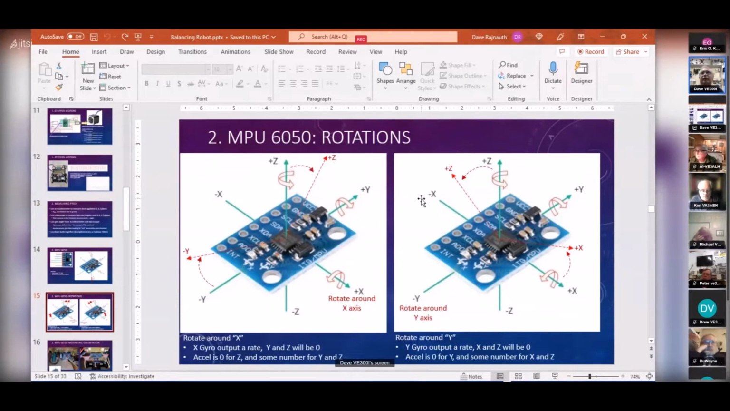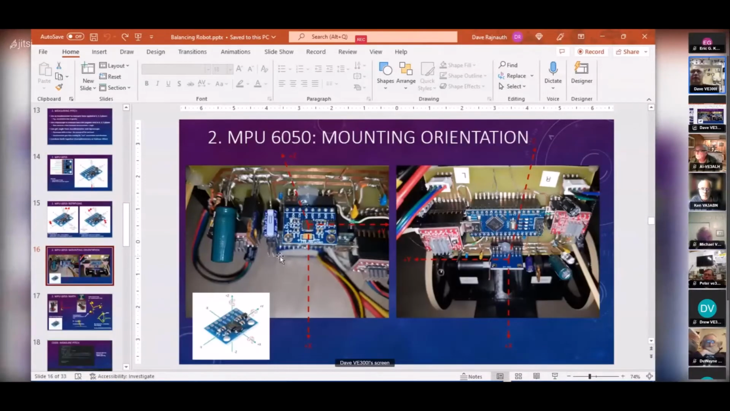Same thing if I measure a rotation around the y-axis: my z-axis, sorry, will come over here, and my x-axis comes up here. And as well, the gyro in this case will give the roll rate around the x-axis, and in this case the gyro will give the roll rate around the y-axis. Enough said about how these things work.